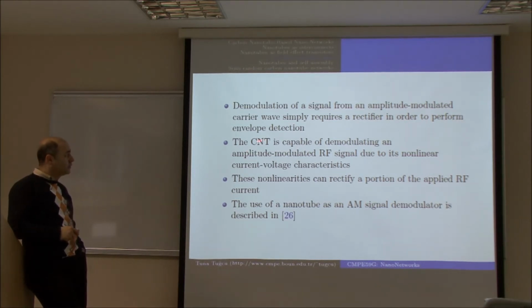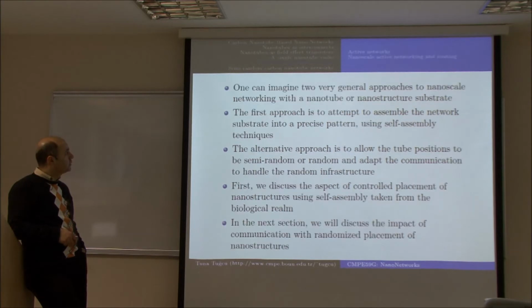And the carbon nanotube is capable of demodulating an amplitude modulated RF signal, like an AM wave, due to its nonlinear current voltage characteristics. And these nonlinearities can rectify a portion of the applied RF current. And the use of a nanotube as an AM signal demodulator has already been described in reference 26. If you're interested in this topic, you can just go into that.